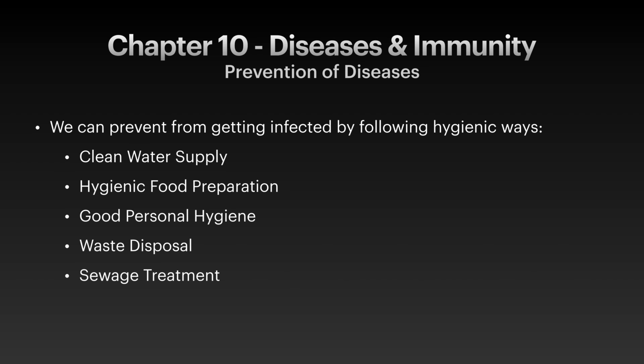Second is the hygienic food preparation. Cooking food thoroughly kills most pathogens. Refrigerating food slows bacterial growth, preventing cross-contamination between raw and cooked foods. Washing hands before food preparation. Regular cleaning of food preparation surfaces.